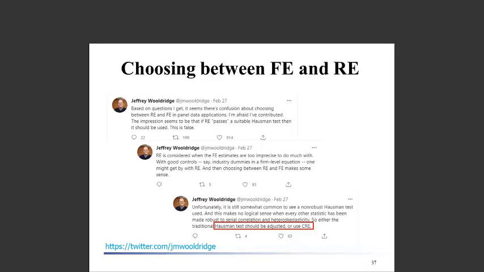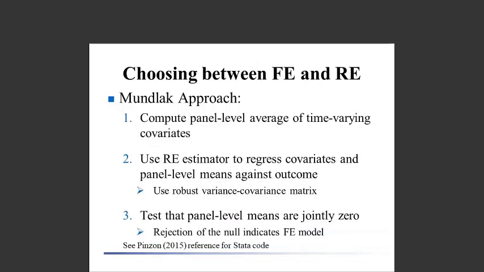So relevant to what we're covering now, though, he did highlight that the most common way that the Hausman test is operationalized doesn't take into account serial correlation and heteroscedasticity. So he suggests either adjusting the traditional Hausman test or else using correlated random effects to test for differences between the two. And briefly, the correlated random effects approach would involve computing the panel level average of time varying components.